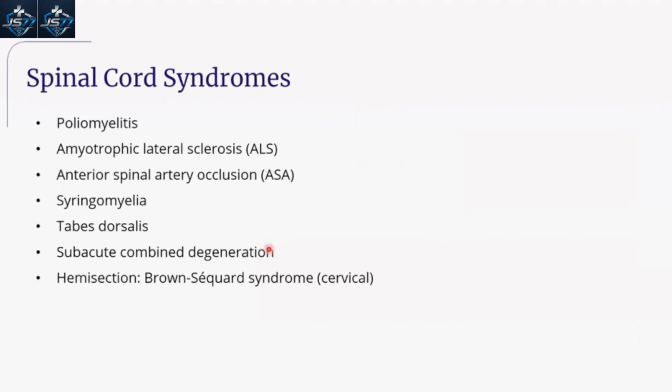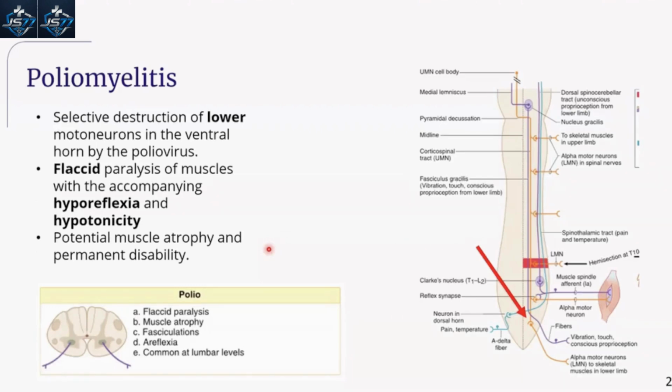Okay, and now I'm going to use this information that I just gave you, and I'm going to be talking about different syndromes that have to do with lesions to the spinal cord. Let's start with poliomyelitis. That means selective destruction of lower motor neurons specifically. And if the lower motor neurons specifically are deficient, what do you expect to see?